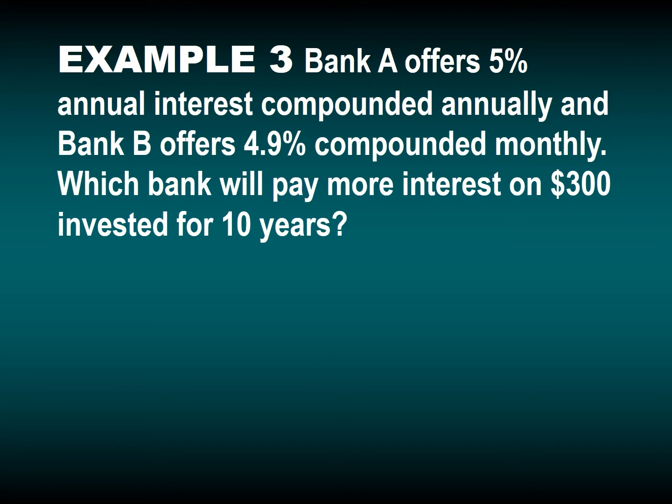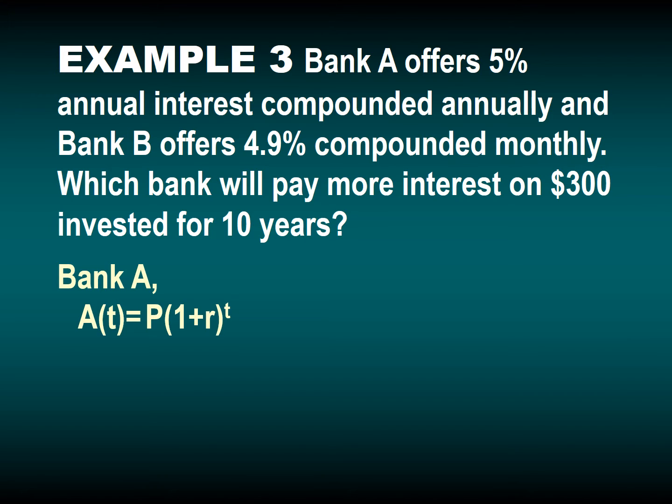So let's look at some examples. Let's say we have a bank that offers 5% annual interest compounded annually. And then we have another bank that offers 4.9%, but instead of compounding annually, it's going to compound monthly. Which bank is going to pay more if we start with the same amount? We're going to start both banks with $300, and we're going to invest for 10 years for both of them, but we want to know who's going to make us the most money, the one that compounds annually or the one that compounds monthly. So we first have to remember our formula.